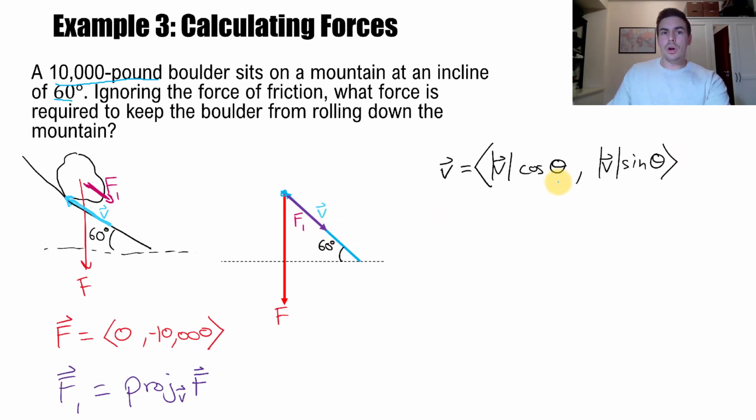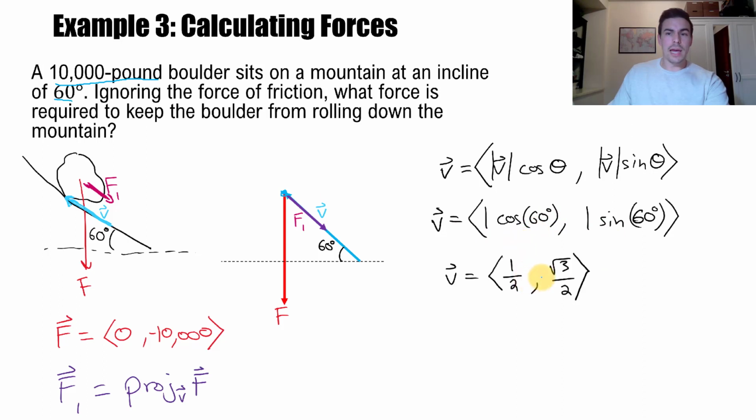Okay, so we need to go ahead and find vector V, and that is going to have the magnitude of V times cosine theta and the magnitude of V times sine theta. But we know that theta is 60, and we know our magnitude is 1, again, because this is a unit vector. So cosine of 60 is going to be 1/2, and sine of 60 will be √3/2.